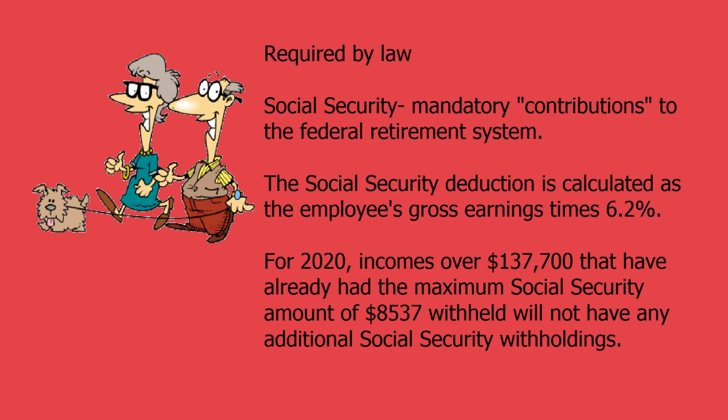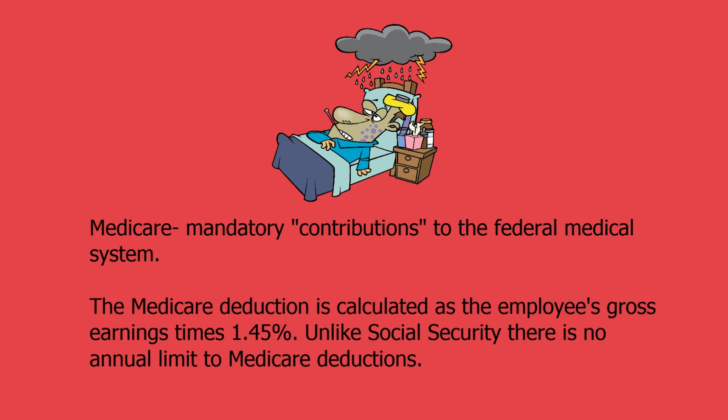For 2020, incomes over $137,700 that have already had the maximum Social Security amount of $8,537 withheld will not have any additional Social Security withholdings. Medicare: mandatory contributions to the federal medical system. The Medicare deduction is calculated as the employee's gross earnings times 1.45%. Unlike Social Security, there is no annual limit to Medicare deductions.